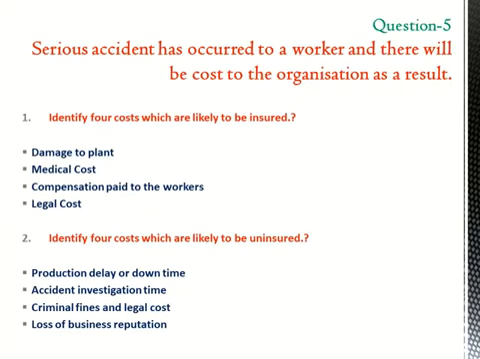And uninsured cost means which cannot be insured through the insurance company, like production delay or downtime. If there is a production delay, you need to make that up. So maybe you have to put more workers on overtime, then you can make up that delay. So this cannot be insured. So production delay or downtime, accident investigation time which your team has spent, cannot be insured. Criminal fines and legal cost which the court can impose on the employer cannot be insured. And loss of business reputation like goodwill cannot be insured.